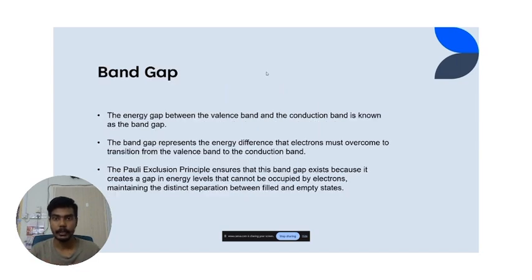Then the next would be the band gap. The energy gap between the valence band and the conduction band is known as the band gap. The band gap represents the energy difference that electrons must overcome to transition from the valence band to the conduction band. The Pauli exclusion principle ensures that this band gap exists because it creates a gap in energy levels that cannot be occupied by electrons, maintaining the distinct separation between filled and empty states.